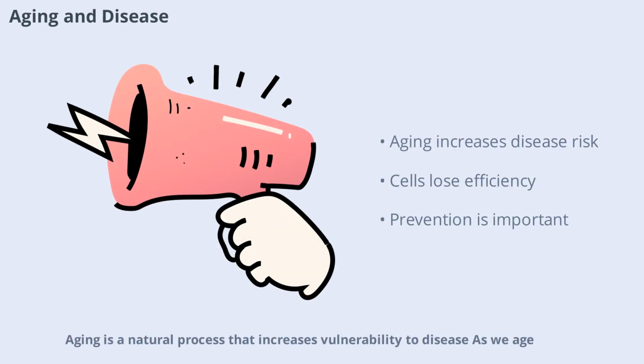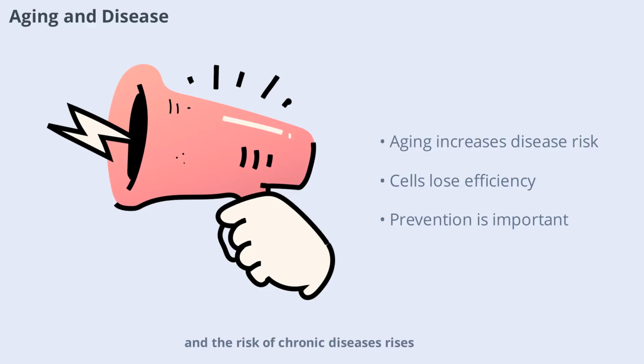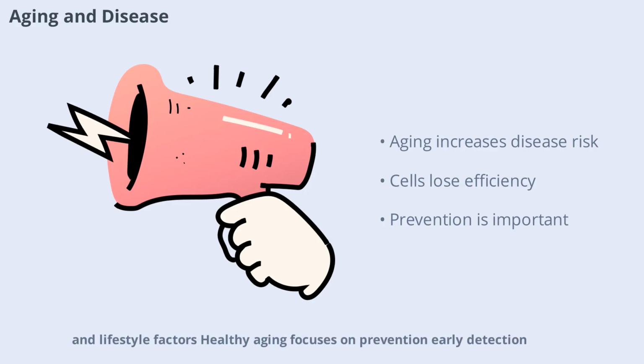Aging is a natural process that increases vulnerability to disease. As we age, cells and organs lose efficiency, repair mechanisms slow down, and the risk of chronic diseases rises. The pathophysiology of aging involves genetic, environmental, and lifestyle factors. Healthy aging focuses on prevention, early detection, and maintaining function.